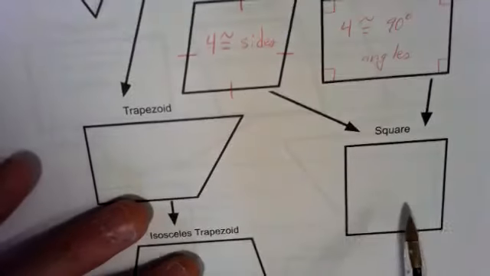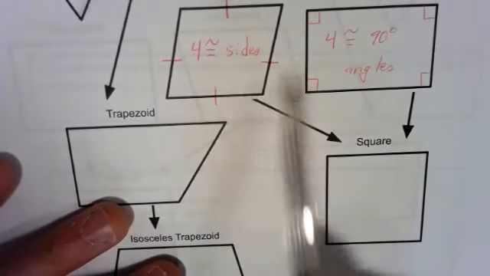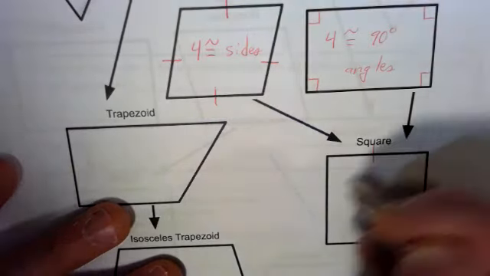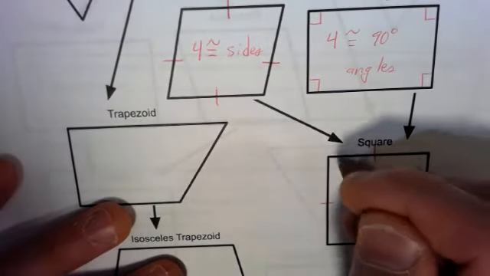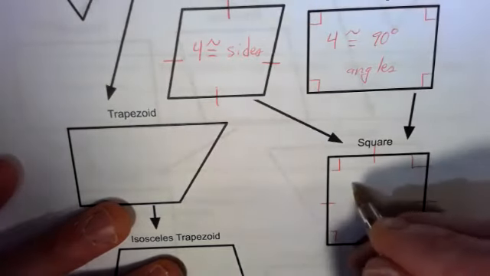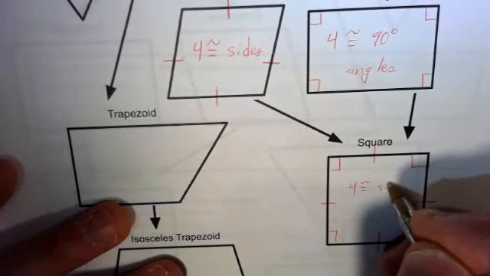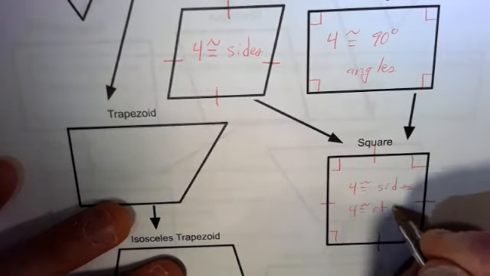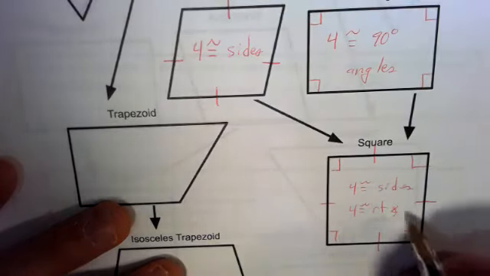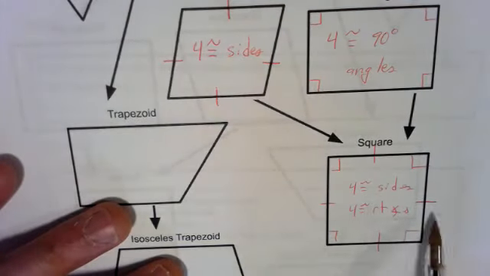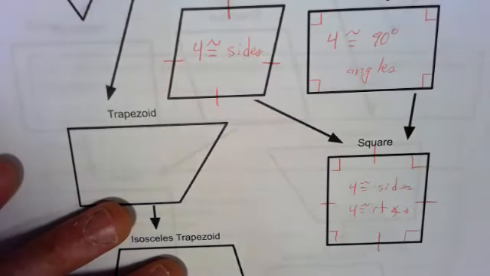Now, how do we get to a square? Well, for a square, we take both of these definitions and they have to be in this one quadrilateral to have a square. So a square has to have both four congruent sides as well as four congruent right angles. This symbol right here means angles, okay? All right, so those are our definitions. That's it, we're done with this side.